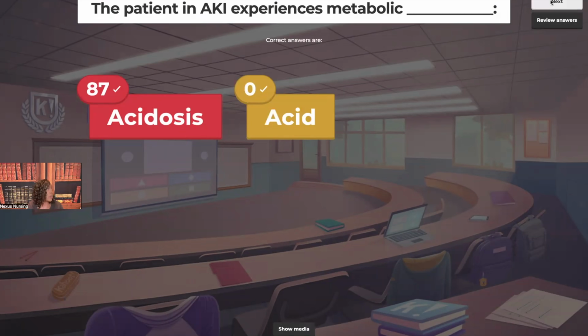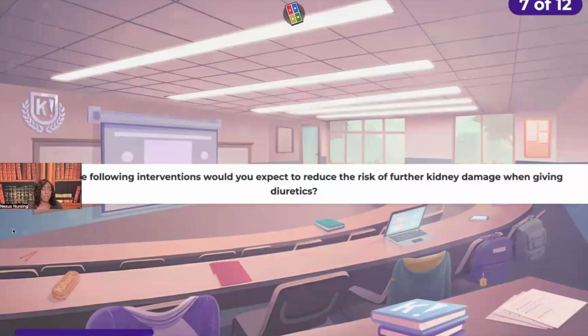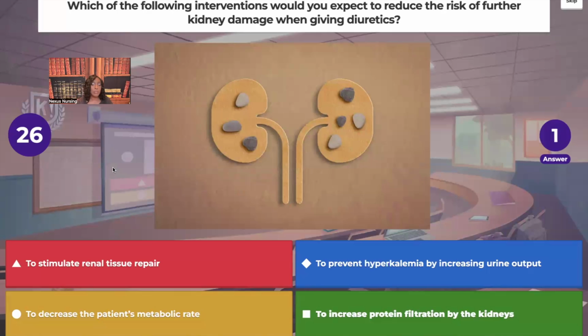Correct. HCO3. Okay, what does it say? Which of the following interventions would you expect to reduce the risk of further kidney damage when giving diuretics? Would it be to stimulate renal tissue repair? Would it be to prevent hyperkalemia by increasing urine output? Would it be to decrease the patient's metabolic rate? Or would it be to increase protein filtration by the kidneys? Which of the following interventions would you expect to reduce the risk of further kidney damage when giving diuretics?